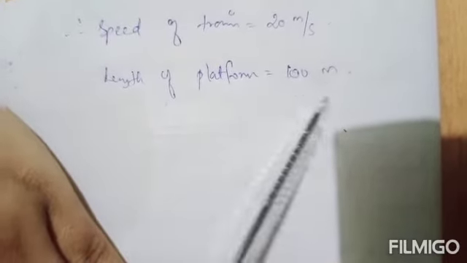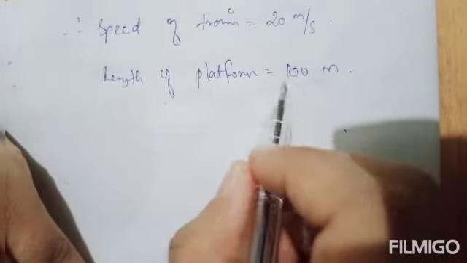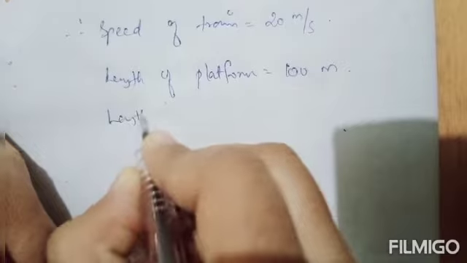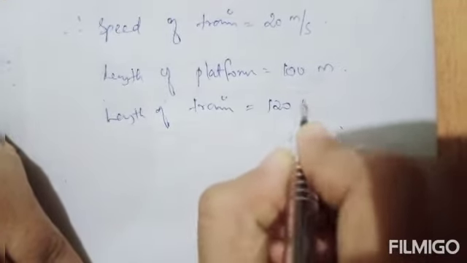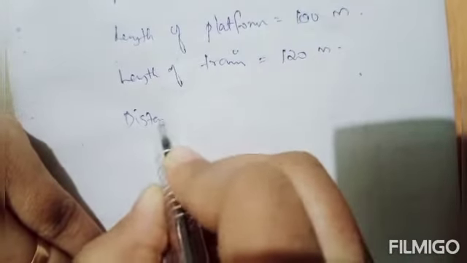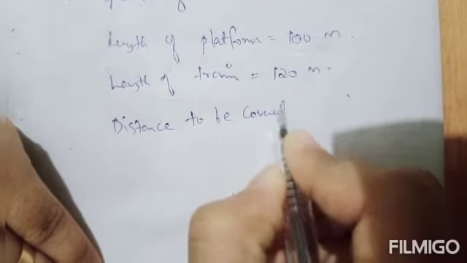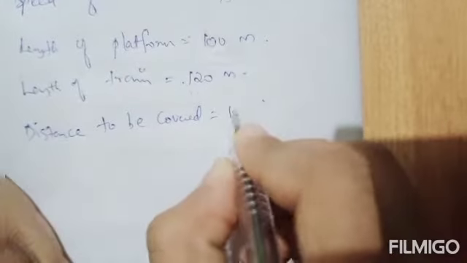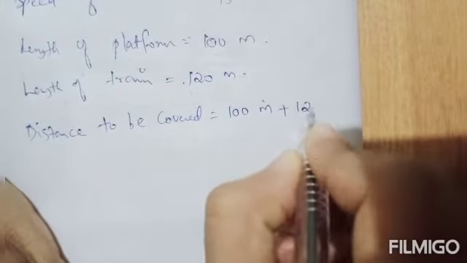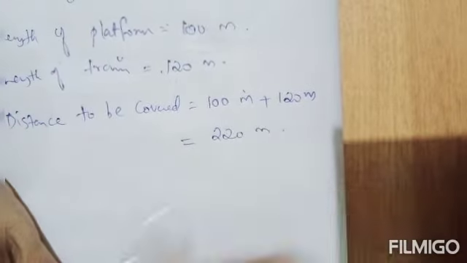Okay, the question is how much time it takes to pass. So the length of the platform is 100 meter, and the length of the train is given as 120 meter. So what is the distance to be covered here? The distance to be covered is the length of the platform plus the length of the train. You have to add these two: 100 meter plus 120 meter. You will get 220 meter.